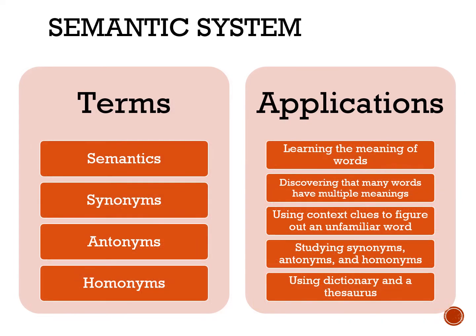Next one is the semantic system. So the semantic system talks about the meaning system of English, which focuses on vocabulary. So the important terms here, we have semantics, synonyms, antonyms, and homonyms. And in the opposite column, you can find the different applications of those terms.